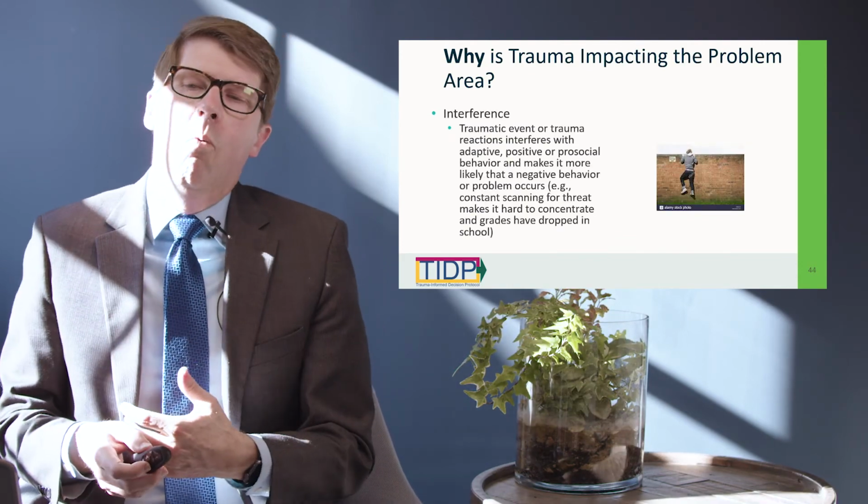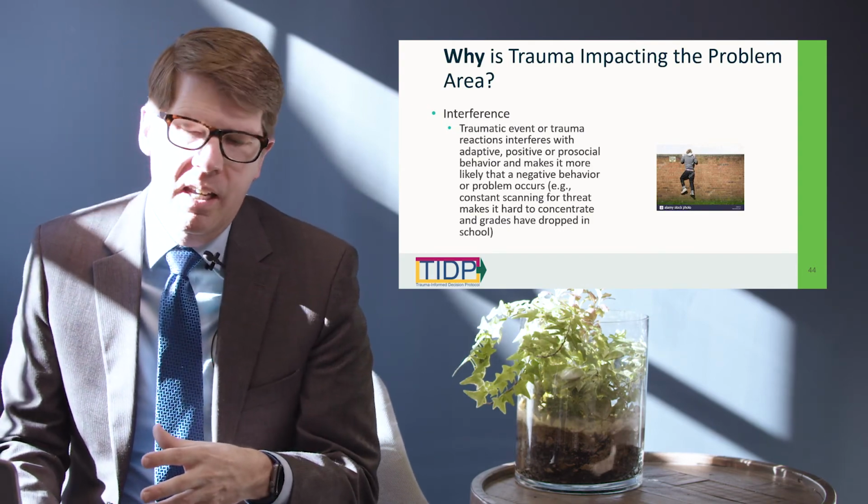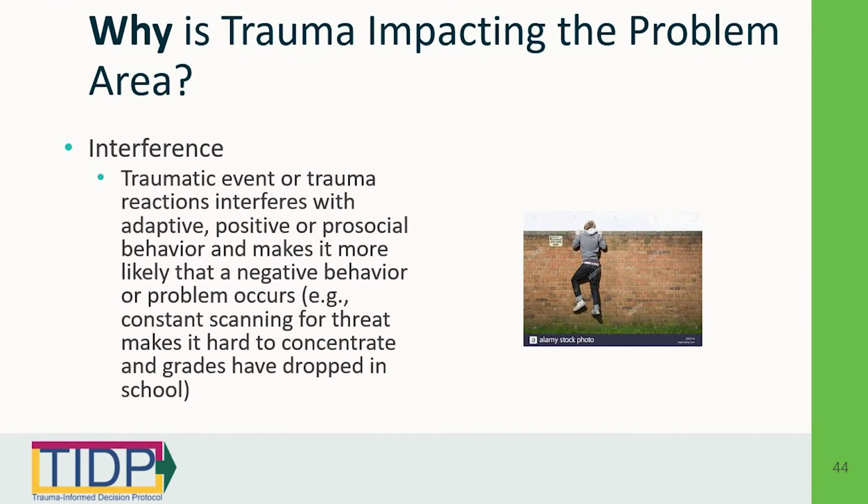The final way that we can think about traumatic events or trauma reactions as impacting criminogenic needs is an interference effect. This is when either the traumatic event or the trauma reaction actually blocks or interferes with the youth engaging in more adaptive, positive, or pro-social behavior. And essentially then it makes it more likely that a negative behavior or problem is going to occur. And here might be an example of that.